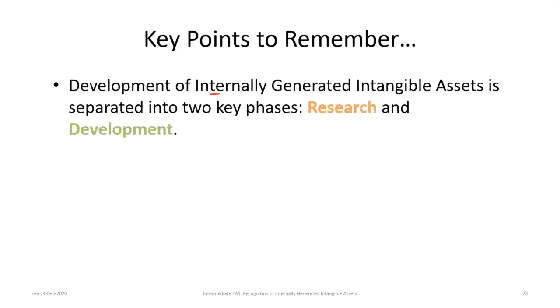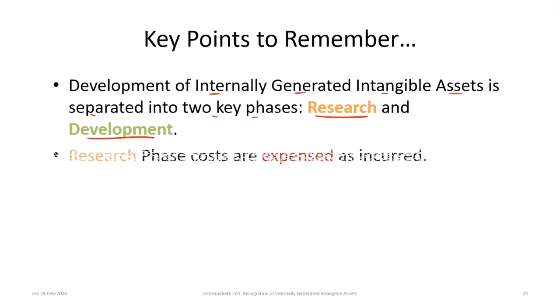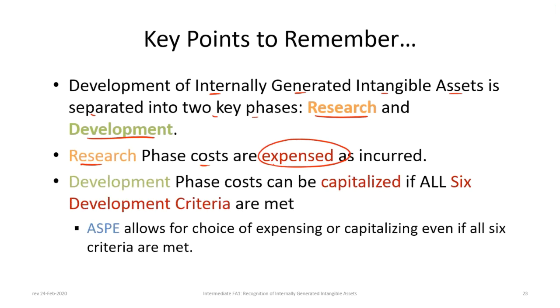So now for some key points to remember. The development of internally generated intangible assets is separated into two key phases, the research phase and the development phase. In the research phase, costs are expensed as incurred, whereas in the development phase, costs can be capitalized only if all six development criteria are met. So make sure that you review those criteria. ASPE does allow for the choice of expensing or capitalizing even if the six criteria are met.